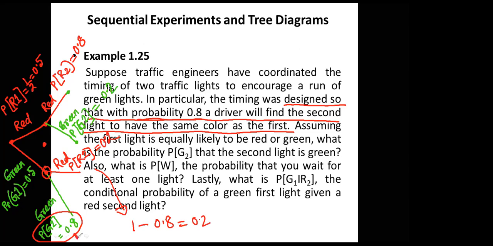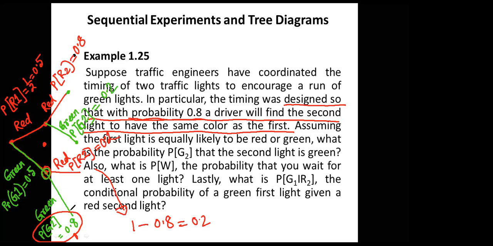This 0.8 is given in the question. Look at this. This is a bit confusing, but you have to find it. The timing was designed so that with probability 0.8, a driver will find the second light to have the same color as the first. It means if the first color is red, there is a problem. We should avoid this. This should be a green light, then it will be clear. First one is green, so the second one will also be green with probability 0.8 according to the question. And if it is 0.8, the other one has to be 0.2 because combinedly they are 1.